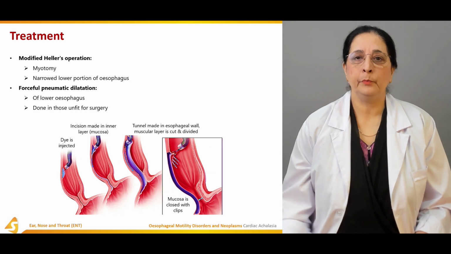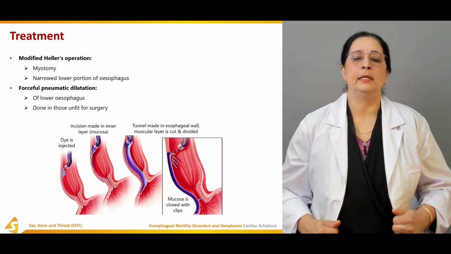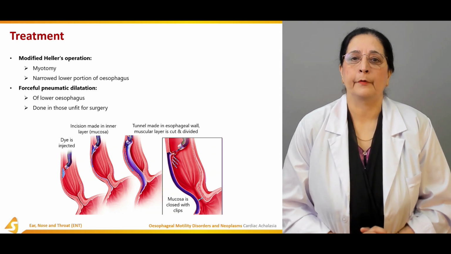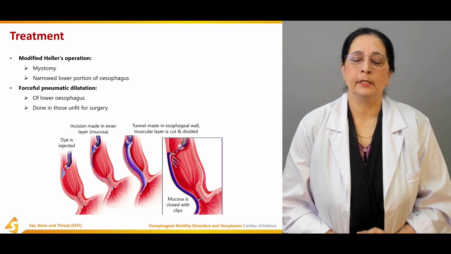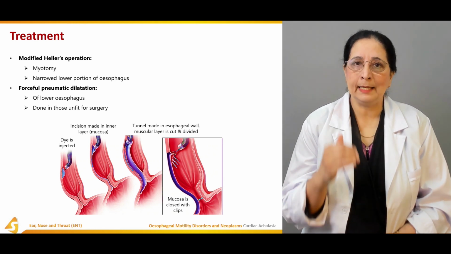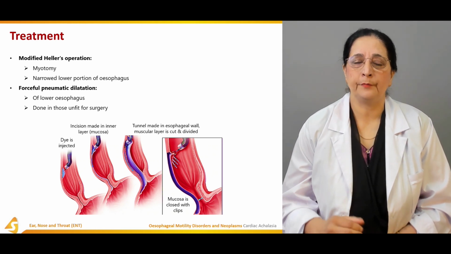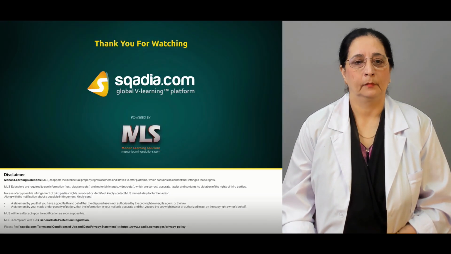Forceful or pneumatic dilatation of the lower esophagus is done in those who are unfit for Heller's operation, the modified Heller's operation. Forceful dilatation is performed to dilate the lower esophageal sphincter so food can enter the stomach. So that was all about cardiac achalasia.